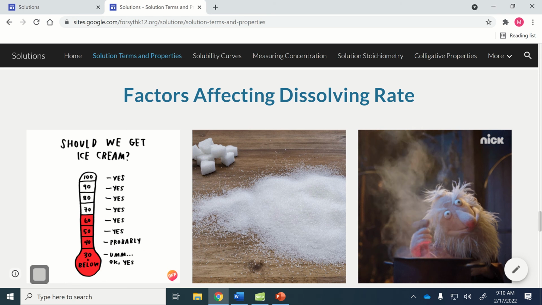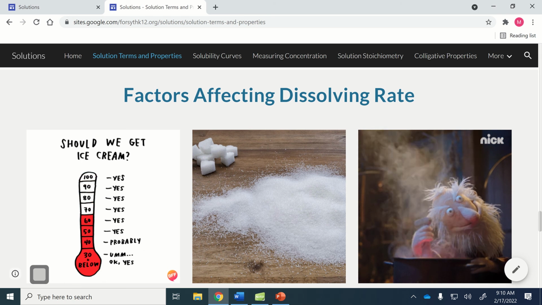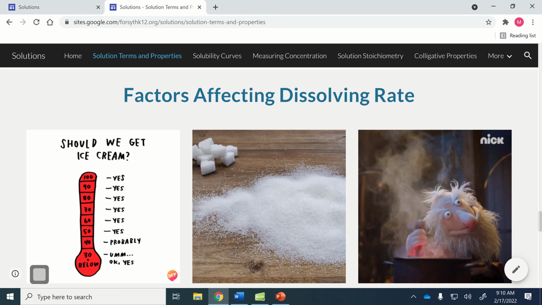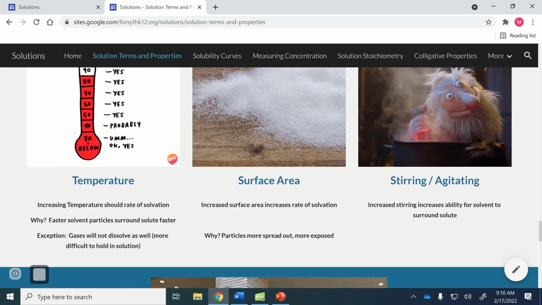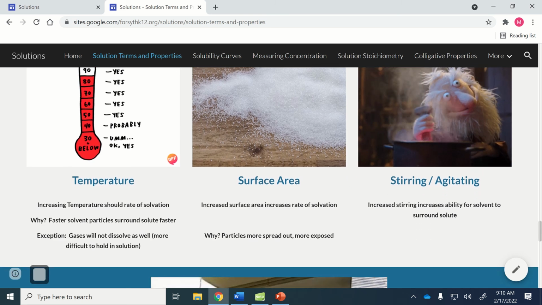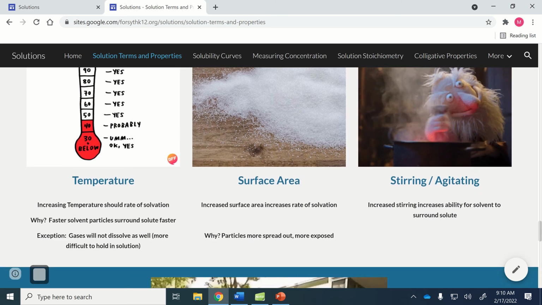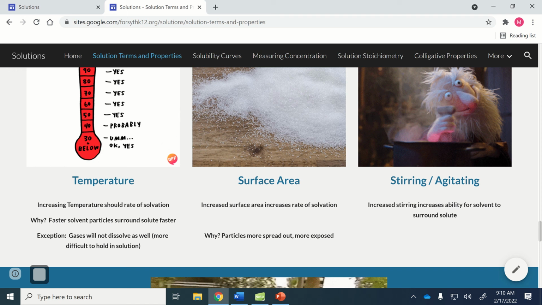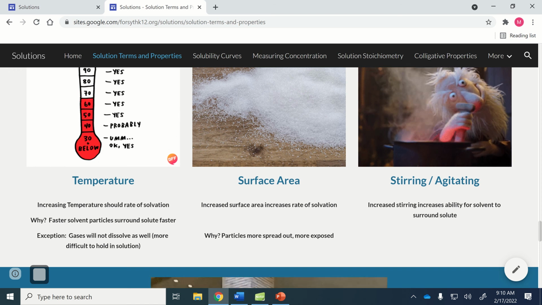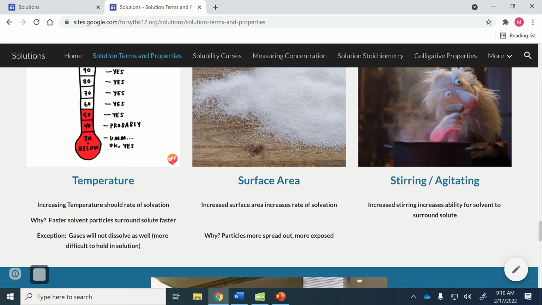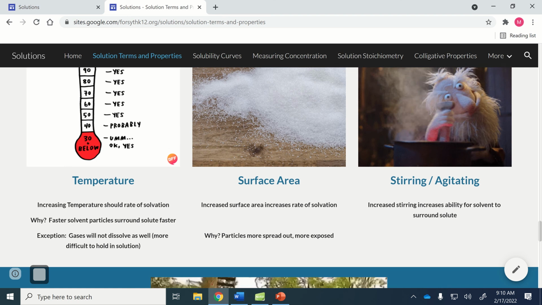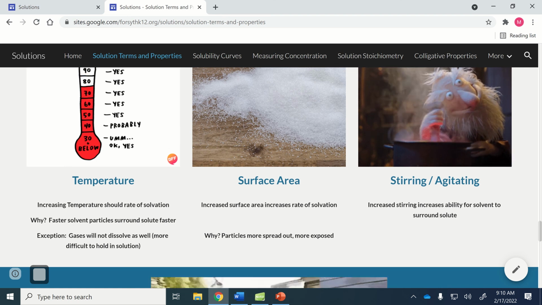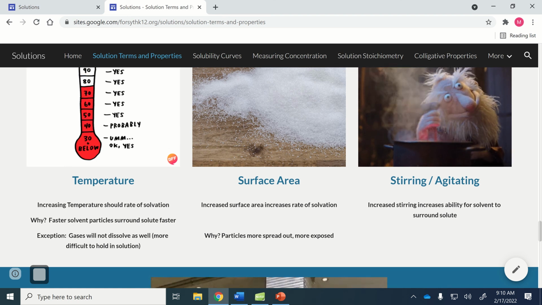What about what's going to affect how quickly something dissolves? I'm not saying how much dissolves. This is talking about the dissolving rate. There are 3 factors that will affect the dissolving rate. The first one we already mentioned, temperature. Generally, if I increase temperature, I should increase the rate of solvation. Okay, I should increase the rate of solvation. All right, that should say increase. Sorry about that.